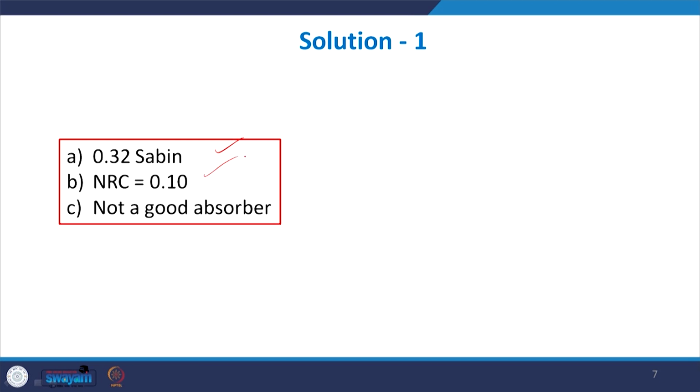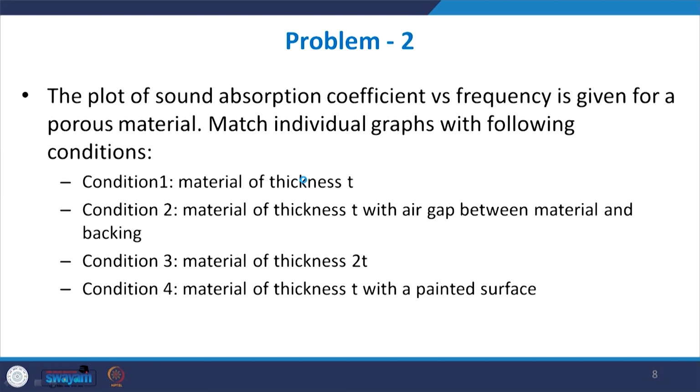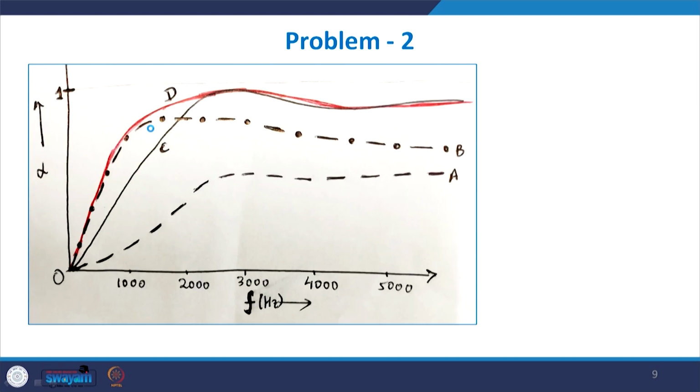Stating it again. Okay, now let's solve another problem. The plot of sound absorption coefficient, alpha, versus frequency is given for a porous material. Again some alpha versus f plot is given to you, and you have to match these individual graphs with the following conditions. The plot is given in this particular figure.